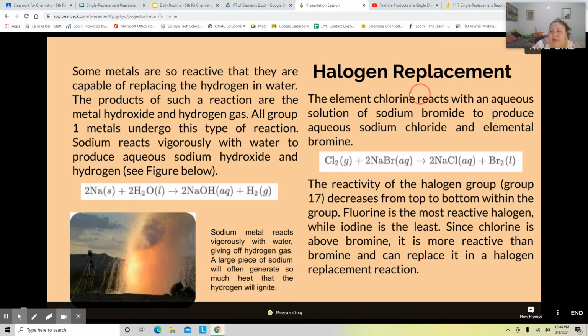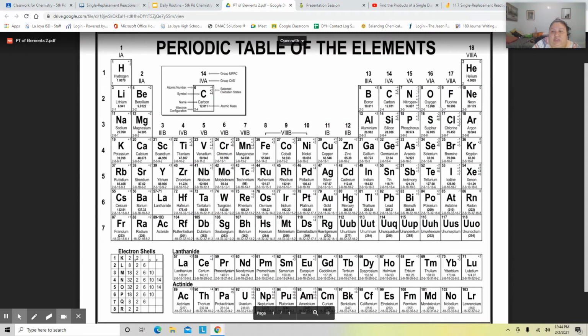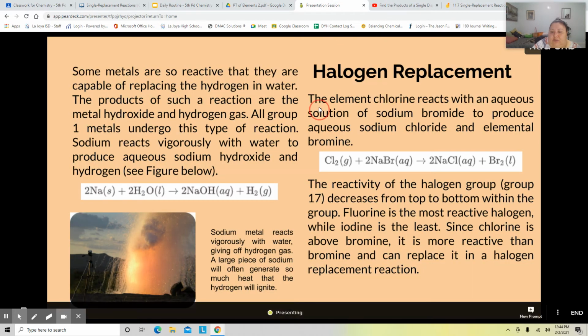The element chlorine, halogen replacement. Remember, halogens are over here, group 17, halogens, right? So let's talk about halogens. The element chlorine reacts with an aqueous solution of sodium bromide to produce aqueous sodium chloride and elemental bromine. So here's one halogen, chlorine, and it's going to replace bromine, another halogen. It's going to bump up bromine. Bromine will make a gas in the liquid form. A diatomic molecule in the liquid form, and you end up with salt. Aqueous means in water. You'll have salt in water and bromine in the liquid form.